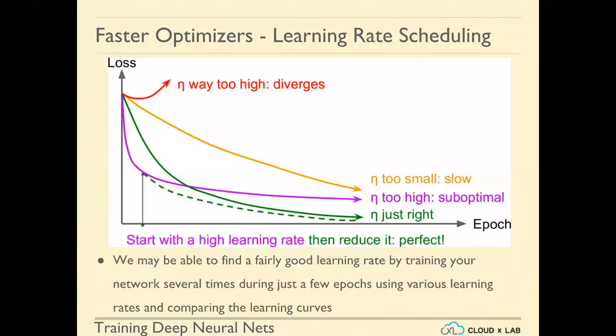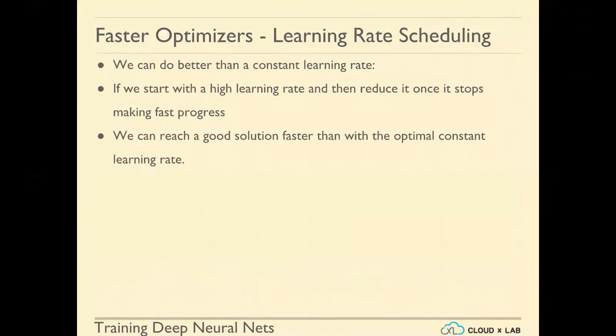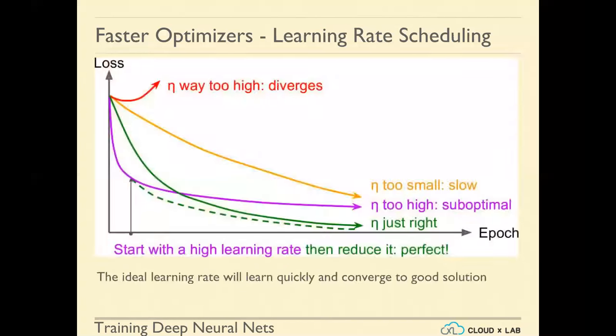Basically we may be able to find a fairly good learning rate by training your network several times for just a few epochs using various learning rates and comparing the learning curves. So one might have to try out multiple values of eta. The ideal learning rate will learn quickly and converge to a good solution. That's the best learning rate. If we have a good learning rate, we should converge quickly and reach a good solution.